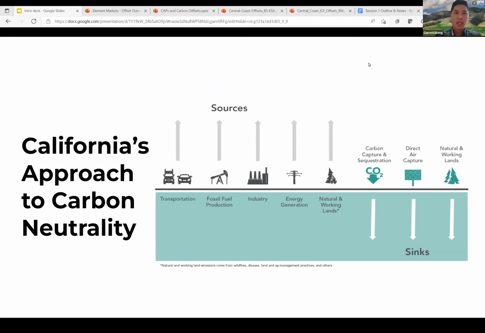Also, the California Air Resources Board is updating its scoping plan to map out the state strategies needed to achieve carbon neutrality by 2045. Carbon neutrality means balancing our sources of emissions with carbon sinks, or things that remove carbon from the atmosphere.